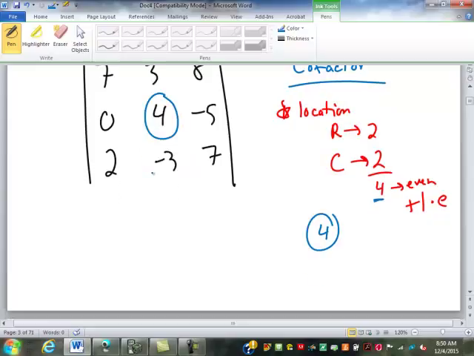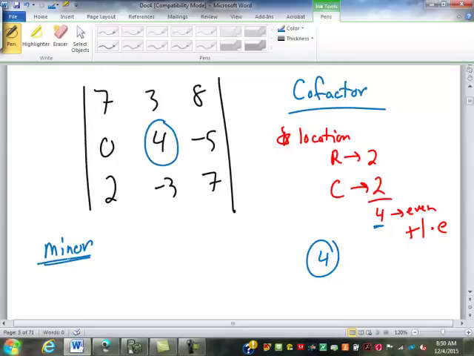The second thing each entry has is something called a minor. The minor is found by taking out the row and the column. So 4 is in row 2, column 2. What's left?